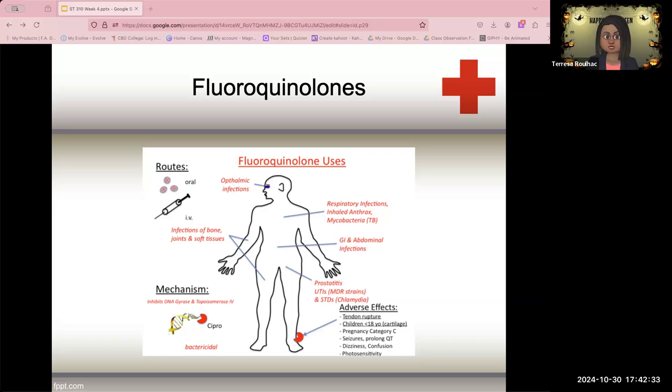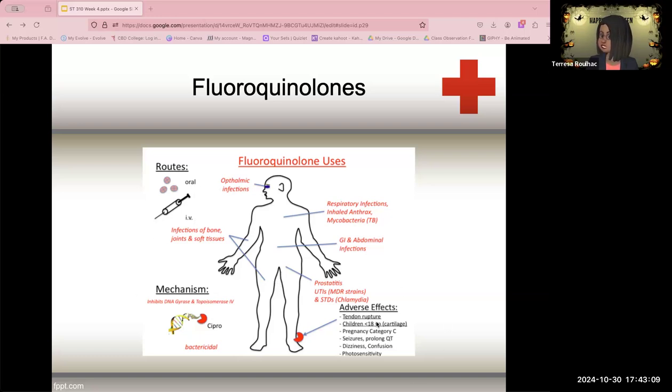They're effective again in both gram positive and gram negative, which does allow them to be used in treating a wide range of infections. But which ones are you wondering? Well, urinary tract infections, respiratory infections, skin infections, and intra-abdominal infections. And so, as you see, it can be given oral or IV, can go into bone, joints, soft tissues. We can use it in the eye. Again, respiratory, GI, and UTIs.